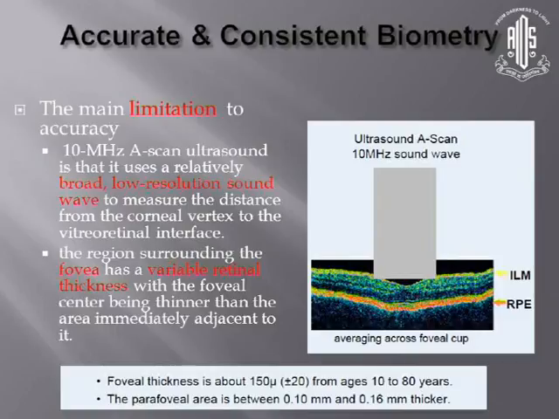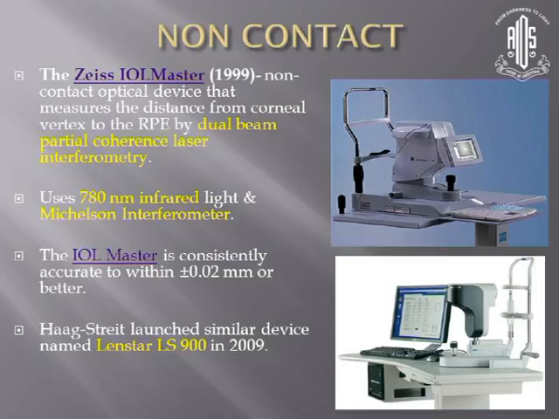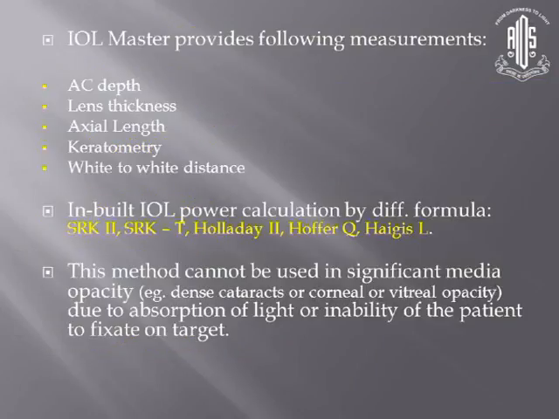However, there is a limitation. The broadness of the 10 megahertz ultrasonic beam creates errors, and to take care of this, now you have newer technologies such as the non-contact one, like the IOL Master, which uses partial coherence interferometry and the Michelson principle. It not only measures the axial length, it also measures the AC depth, lens thickness, keratometry, and white to white. You have multiple formulas built in.